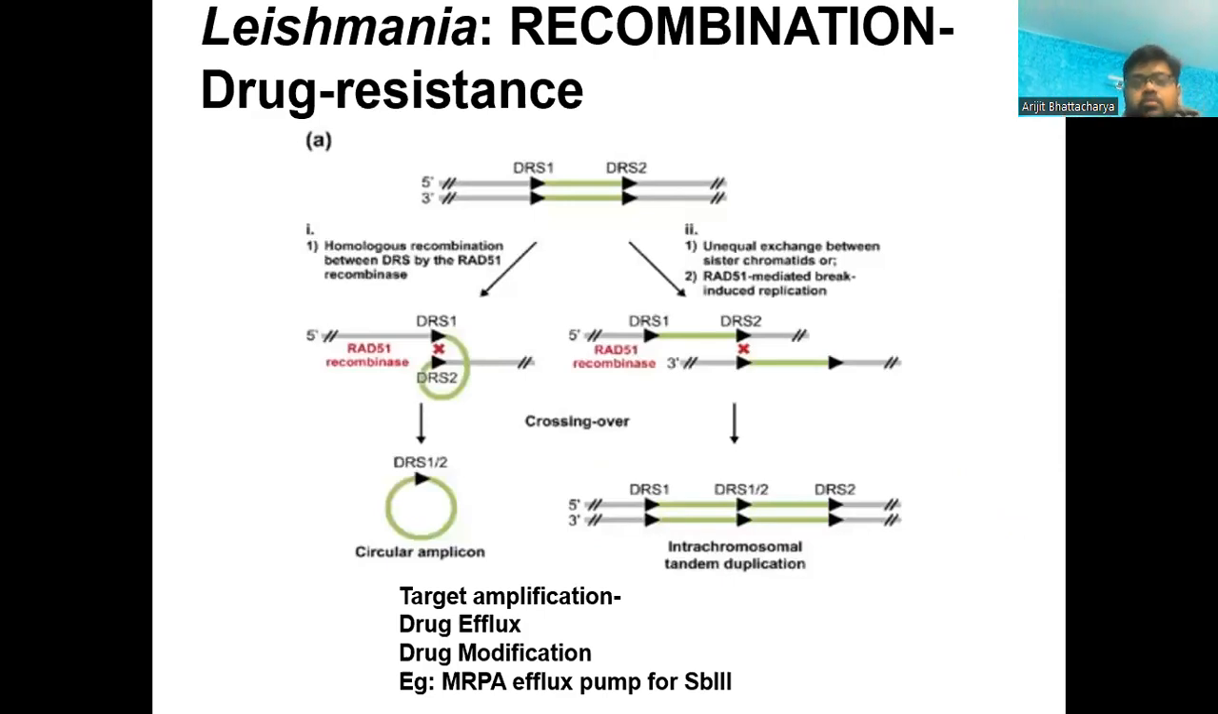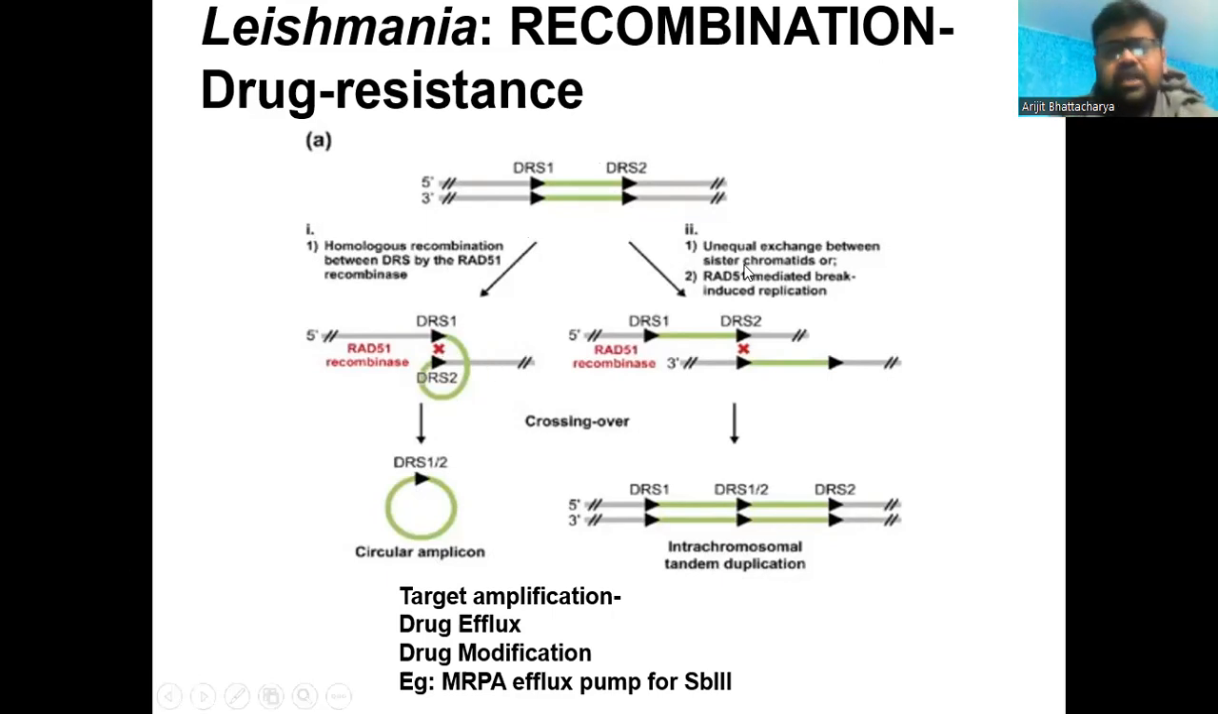The next topic that we would like to discuss is genetic recombination in leishmania, which can lead to drug resistance. Now, the leishmania genome and the genome of kinetoplastid parasites per se contain an immense number of repetitive sequences. And as we discussed before, recombination between direct and indirect repeats can have its own implication. So in leishmania, recombination between such direct repeats can lead to the generation of circular amplicons.